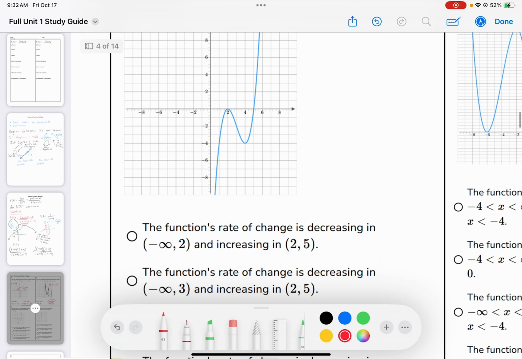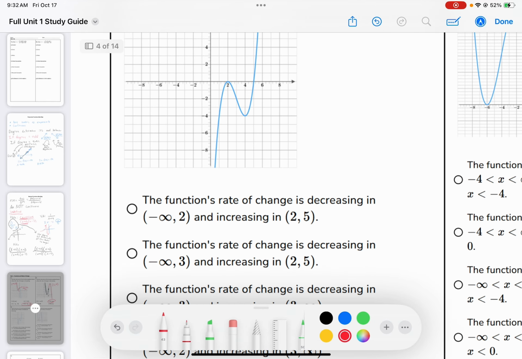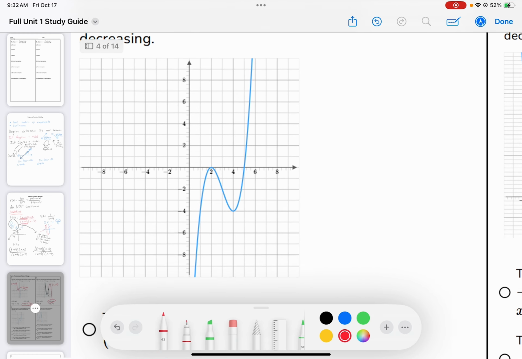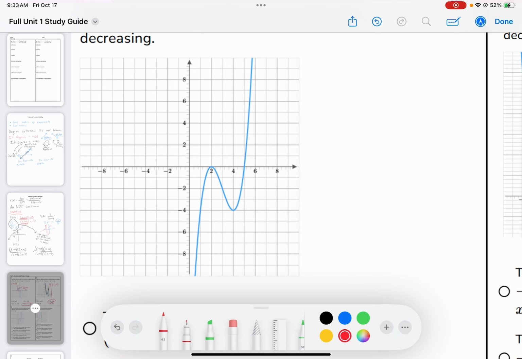All right, find the intervals of the function graph below where the rate of change is increasing and decreasing. What do they mean by that? Well, okay, we got some answer choices here. The function rate of change is decreasing from -infinity to 2 and increasing from 2 to 5. Before I look at these answer choices, let's just look at the graph.